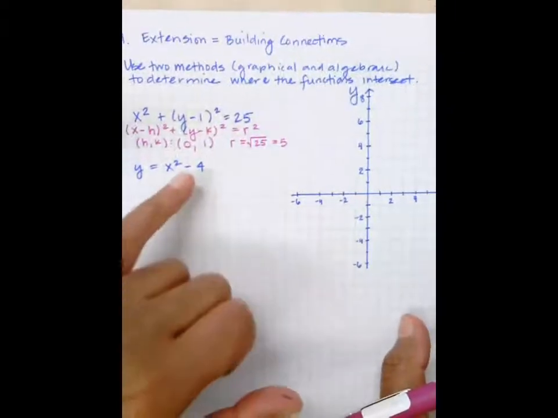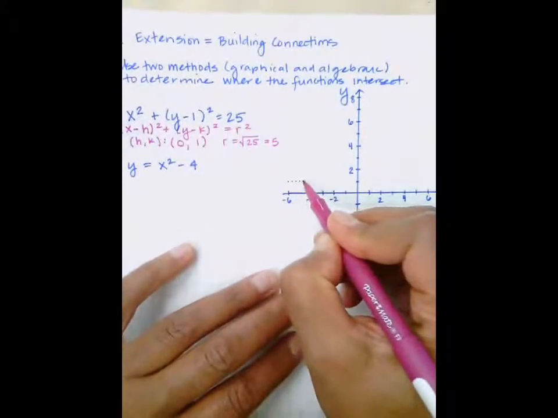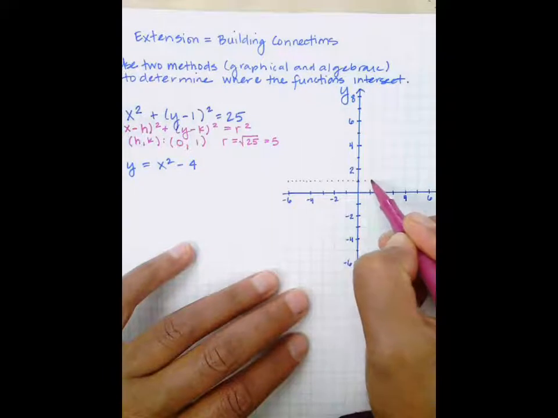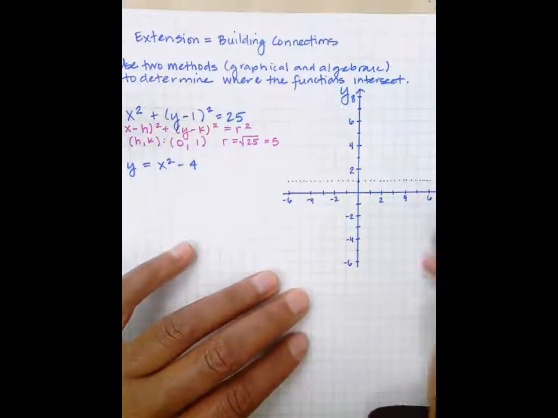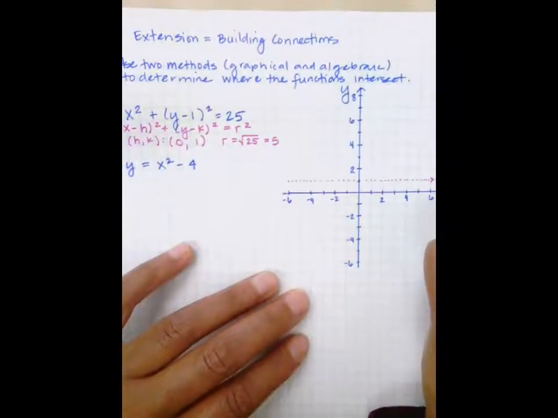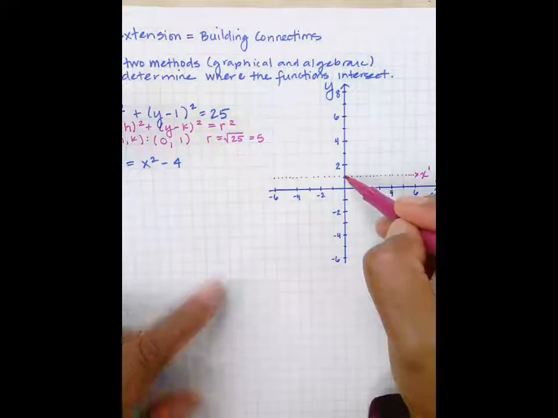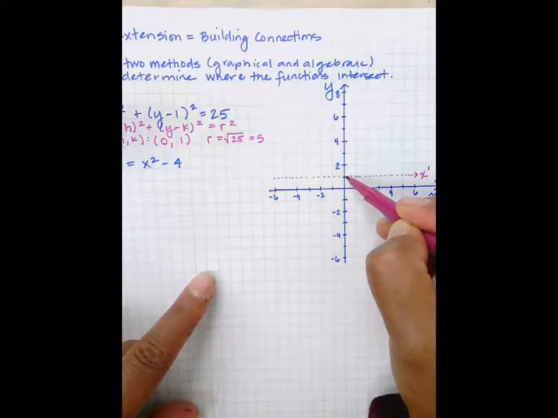Thinking about a transformation up 1 unit, I'm going to draw a quick little dashed line. This represents the vertical shift up. I'm drawing a horizontal line, and that horizontal line represents the x prime axis, the transformation. After that, I'm graphing the parent graph of this circle with radius of 5.